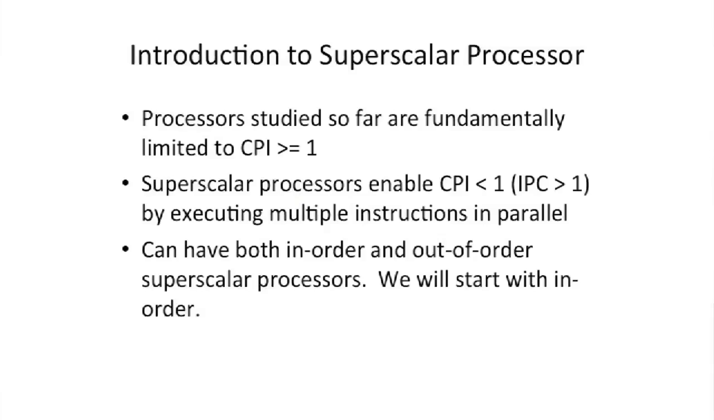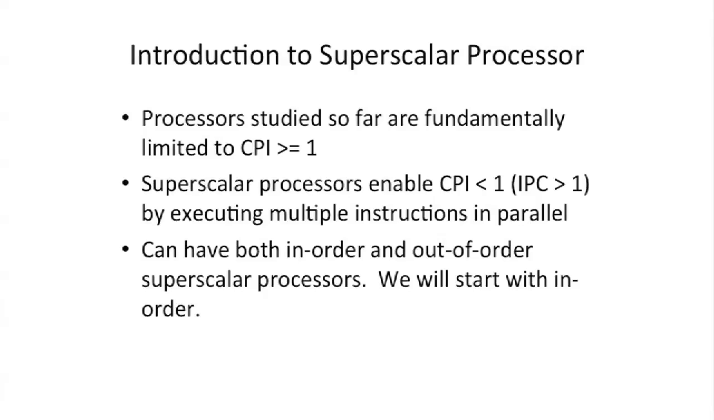So, superscalar processors. So far, we've been limited to processors that can only get a clock per instruction greater than or equal to 1. Superscalar processors will allow us to execute multiple instructions at the same time, and will move us into a new class where the clock per instruction is potentially below 1. It's at least fundamentally possible. There might be other things that cause our clock per instruction to still be above 1, but we can get higher performance by executing multiple instructions in parallel.